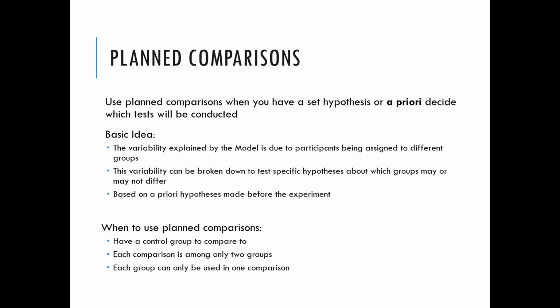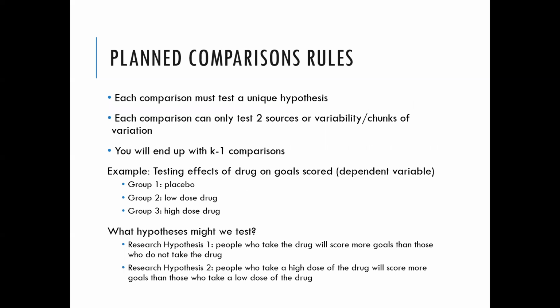Typically we would use planned comparisons when we have a control group that we can compare all the other groups to, when we're making comparisons among only 2 groups, and each group can only be used in one comparison. So let me go over some rules and then I'll give you an example. Each comparison must test a unique hypothesis, and each comparison can only test two sources of variability or chunks of variation. And you will end up with K minus 1 comparisons, where K is the number of groups.